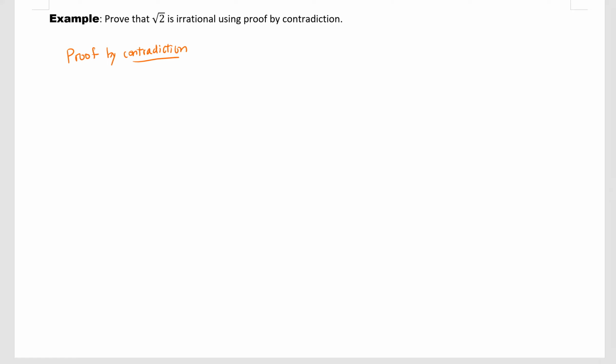All right. So what do we assume? We assume the negation, so we assume square root of 2 is rational. Here we don't have P, we just have Q. So Q is the conclusion, so we assume not Q. We assume the square root of 2 is rational. Well, then rational means square root of 2 is P over Q for some integers P and Q.